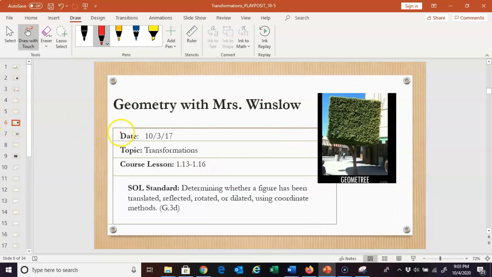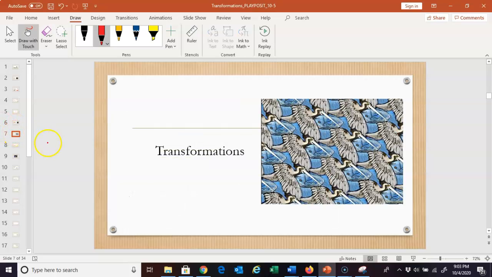So let's get into the transformations. Oh, this date is totally wrong. It's not even the last time I taught it. That's so strange. Today's October 5th, 2020. Look at this. This makes me laugh every time. It's a geometry, get it? Oh, you guys.